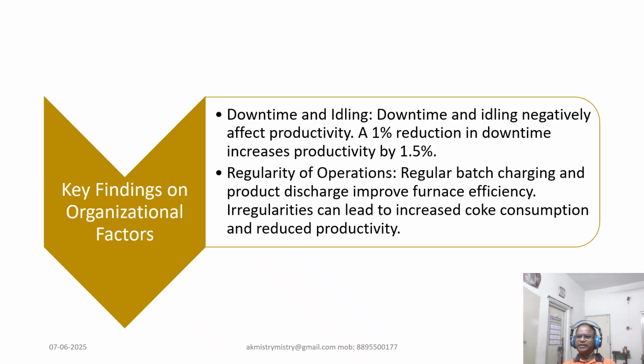Now, as per key findings on organizational factors, we can say that the human and organizational aspect here, every 1% reduction in downtime can raise productivity by 1.5%. That's a significant operational gain. Regularity in operations, specifically uniform batch charging and timely discharge, helps maintain a stable thermal profile in the furnace. Irregularities introduce inefficiencies, cause higher coke consumption, and uneven productivity. In short, we can say that discipline in process execution is just as important as technical improvement.